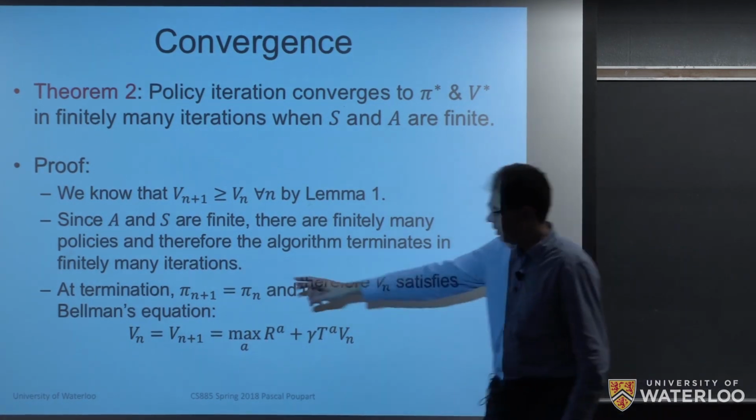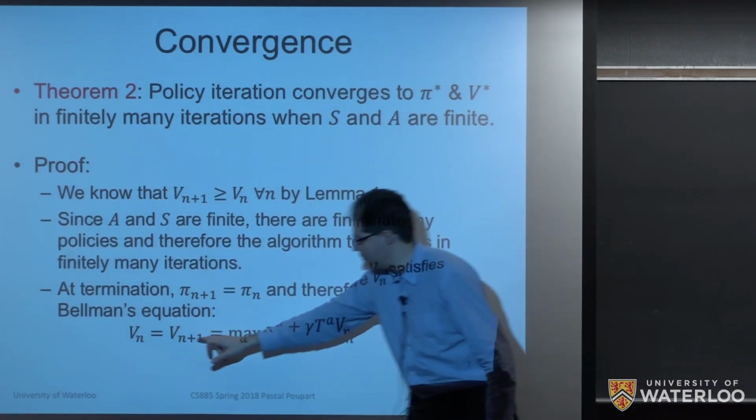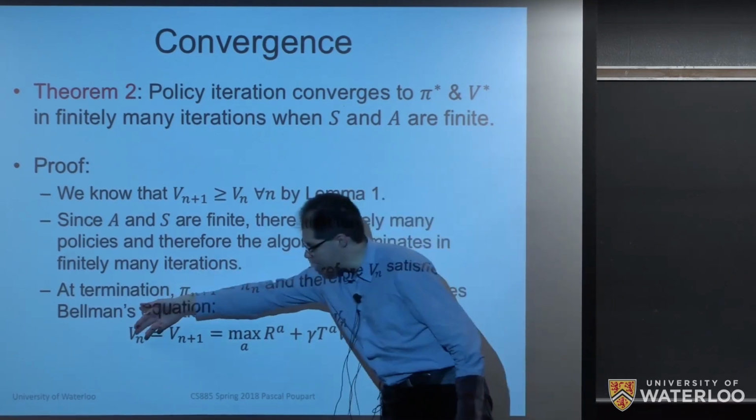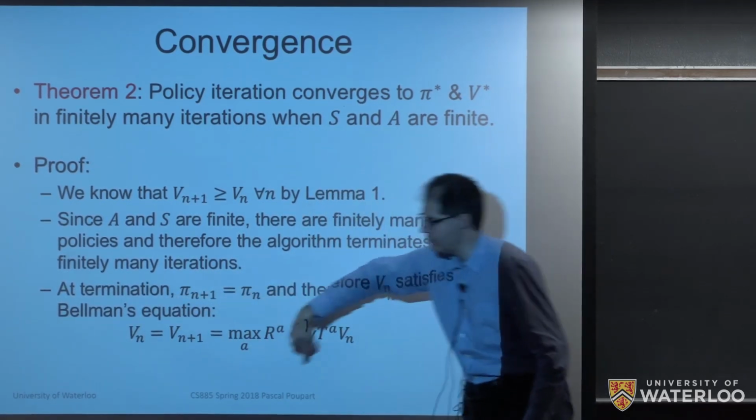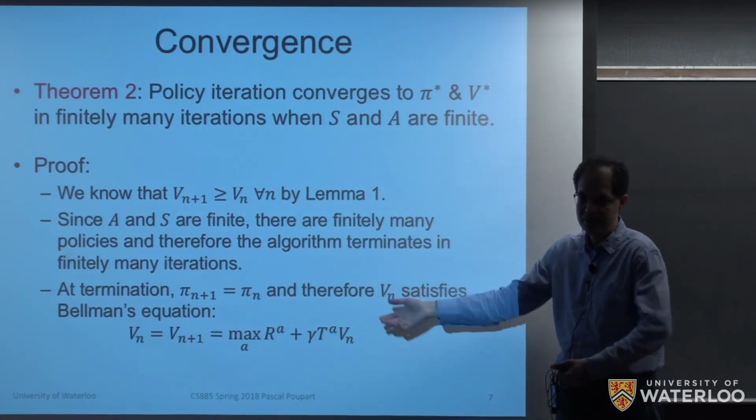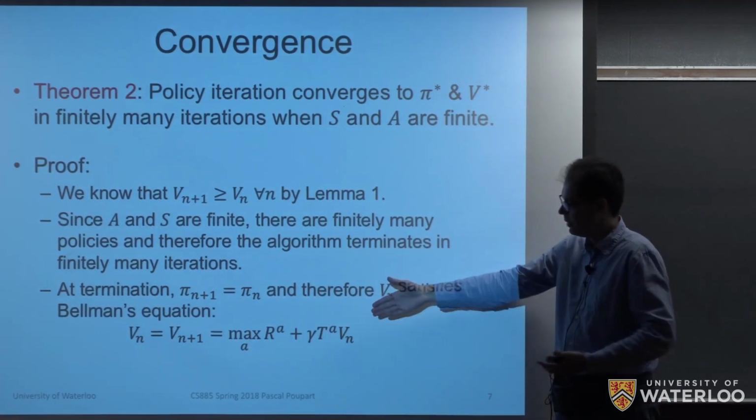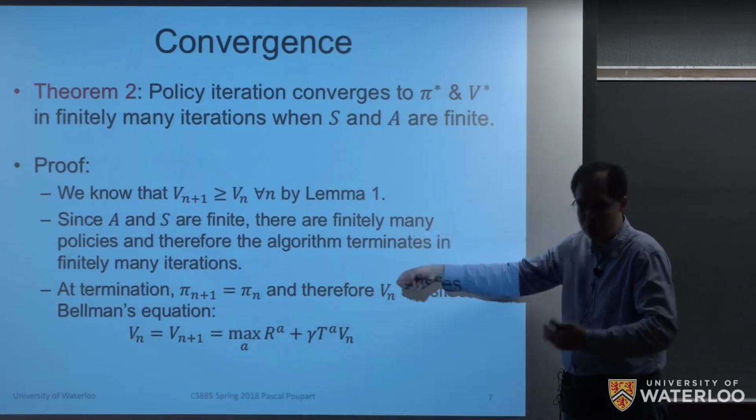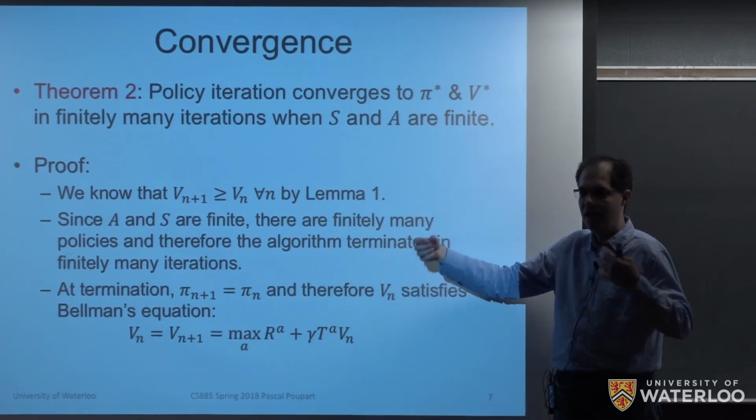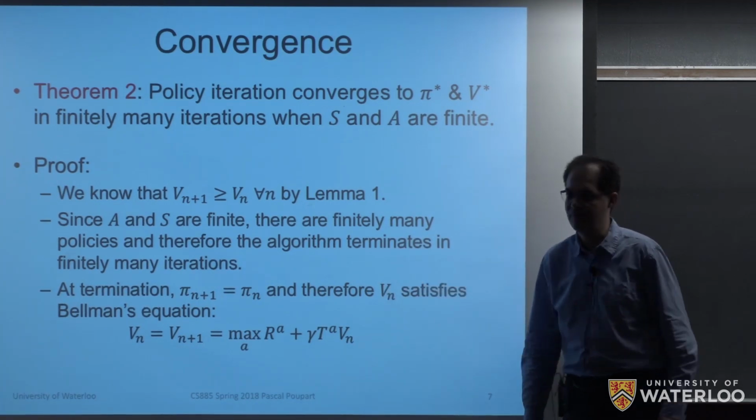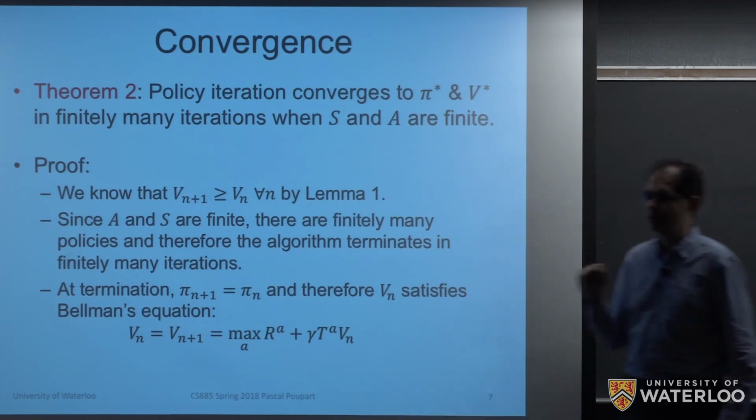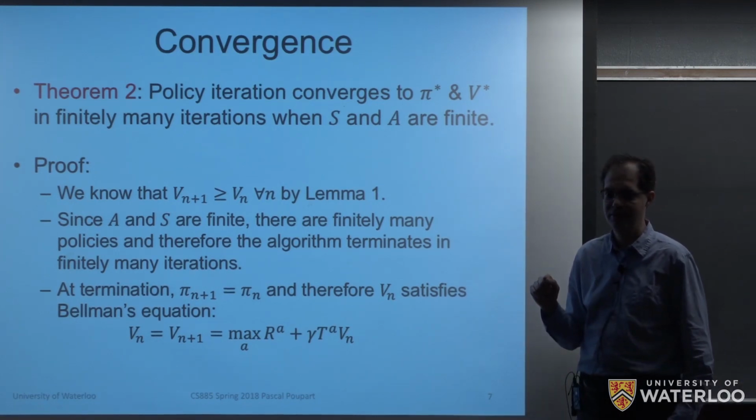Yeah, because when the policy doesn't change, then the value doesn't change. And now you see we've got Vn on this side, Vn on that side, so that means we've got Bellman's equation. And Bellman's equation was used earlier to show that this is a sufficient condition for obtaining an optimal value function. Okay. Any questions regarding this?